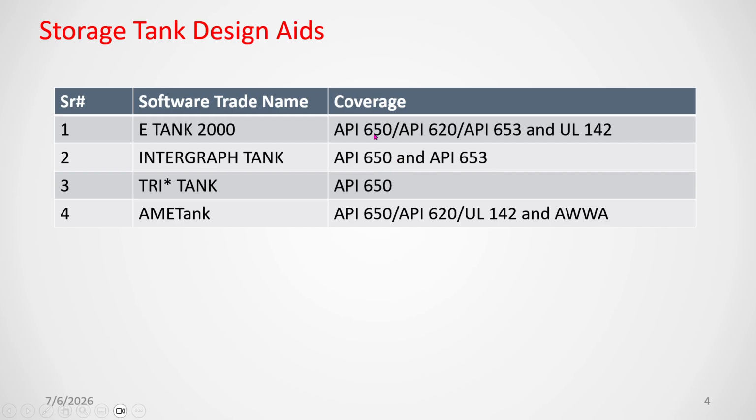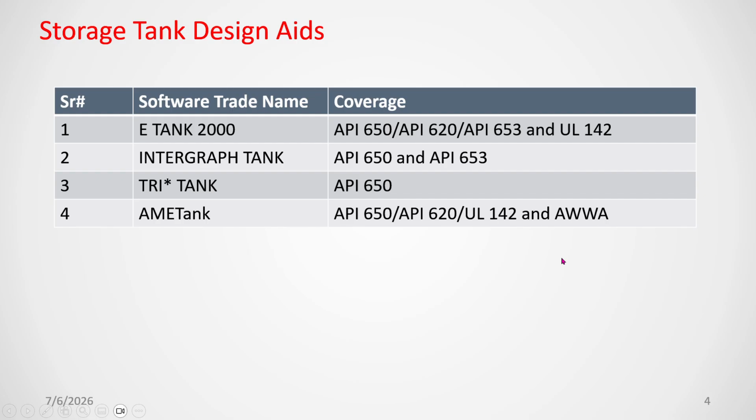Like Intergraph Tank, there also you can work as per API 650 or 653, tank manufacturing as per 650 or repair as per 653. Then this software is available. Also Tri Tank, if you want to manufacture a tank as per API 650, then this software also you can use.